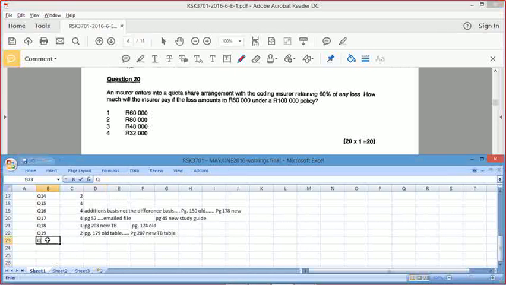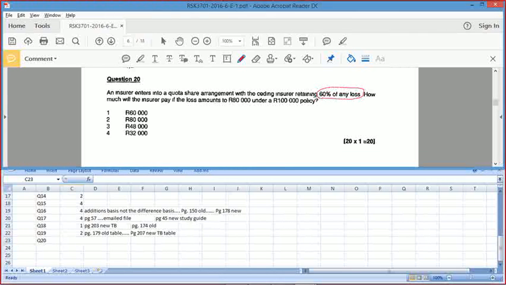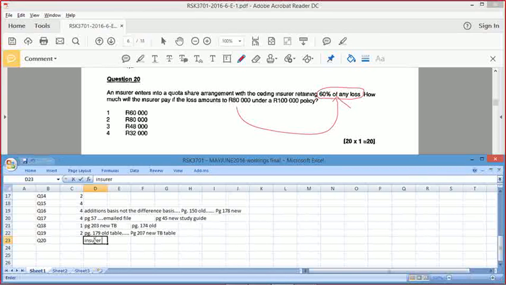Okay. Question 20. An insurer enters into a quota share agreement with the ceding insurer, retaining 60% of any loss. Okay, so they're retaining 60% of any loss. How much will the insurer pay if the loss amounts to 80,000 under a 100,000 policy? Okay, so 60% of 80,000 is retained. The insurer would have to pay that, 48,000. 60% of 80,000 is 48,000. Okay, you also went with that one, hey?